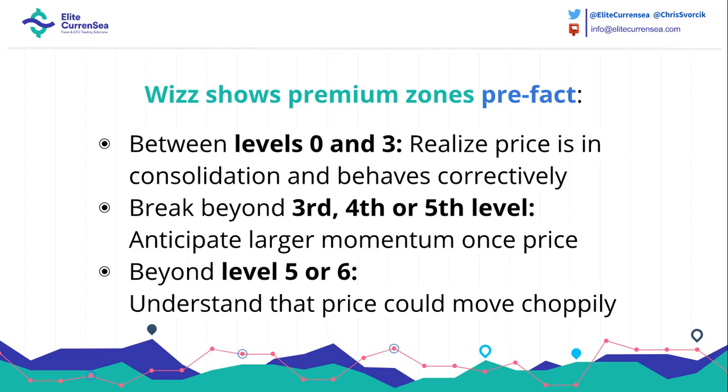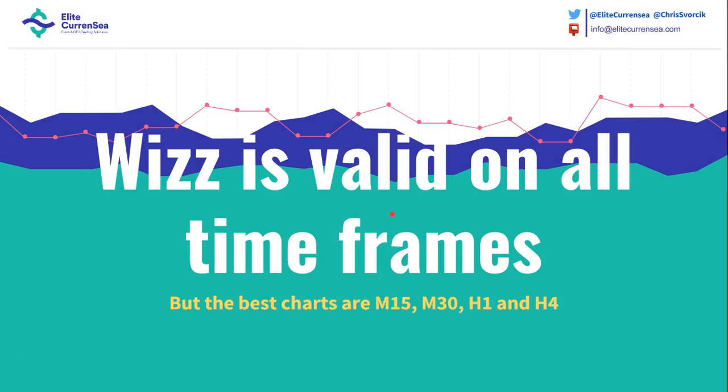Once price breaks above the third level though, then we can anticipate and prepare for a larger momentum to the fourth or the fifth level. And that's when it makes more sense to hang on to trades perhaps and aim for a bigger target. And again, beyond level 5 or 6, price is in a trend, but could be overextending a bit, and hence could also move slightly choppier than between level 3 and 5.